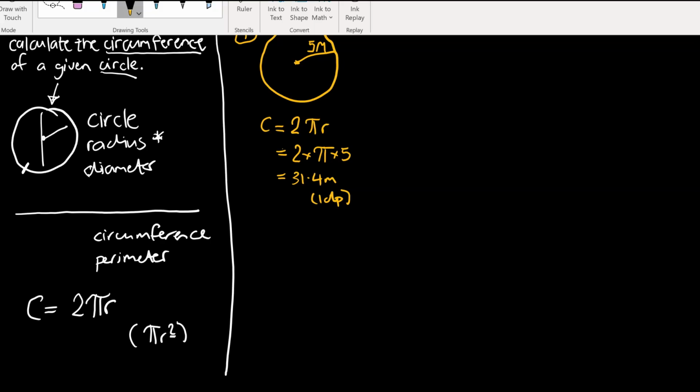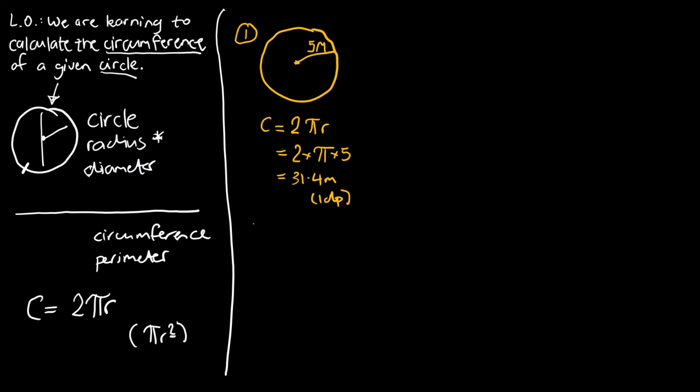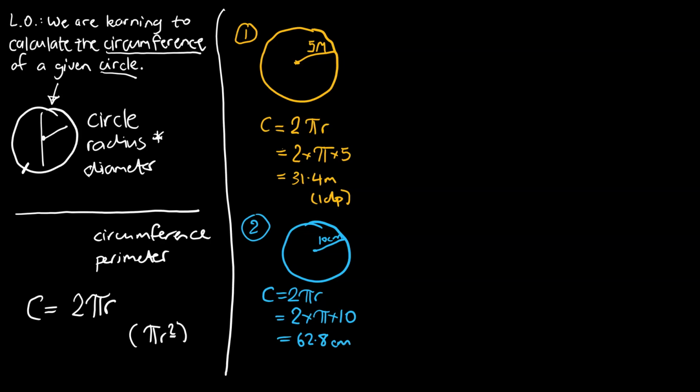So let's try another question. Let's change pen color. Let's get into blue. So question 2, we've got another circle. This time around, let's say it has a radius of 10 centimeters. The same process applies. So we've been given the radius, which makes our life a bit easier. So the circumference is equal to 2 pi r. That's our formula. Let's put in the 10 for the r. So 2 times pi times 10. And that should get us to 62.8 centimeters. And again, I've rounded that to 1 decimal place.